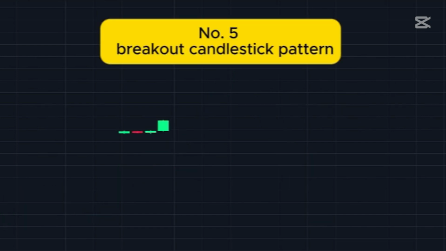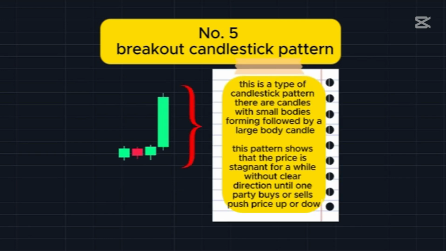Pattern 5 is a breakout candlestick pattern. There are many small candles with small bodies forming, followed by a large body candle. This pattern shows that the price is stagnant for a while without clear direction until one party buys or sells and pushes price up or down.